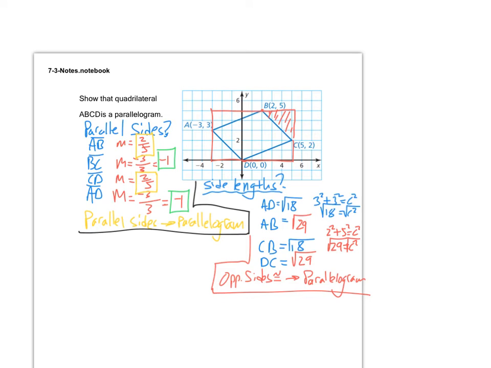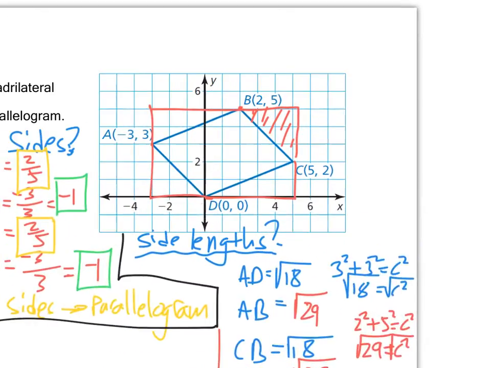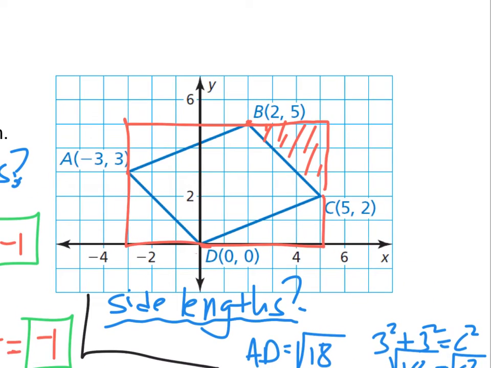What else would make these parallel? Well, the angles would, but we can't really find much about the angles. So there's one more way to prove that this is a parallelogram, and that's with the diagonals. So we're going to look at the diagonals here. And what do we know about the diagonals? We know that if they bisect each other, it's a parallelogram. So we've got to figure out if they bisect each other.